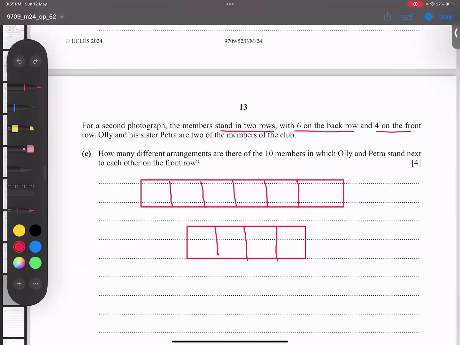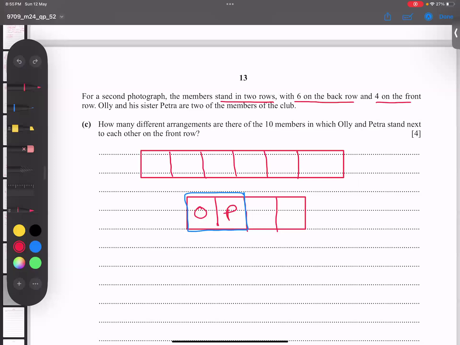Okay, so let's make a plan. Let's say O and P are together in this spot. They are together here, and they can change the places. So what is called 2P2, or 2 factorial. 2P2 is better. So this is 2P2. But they can not only be here. Second option, they can come here, or they can come even here. So into 3. So 3 different options we have. They can move backwards or forward. I hope you got my point.